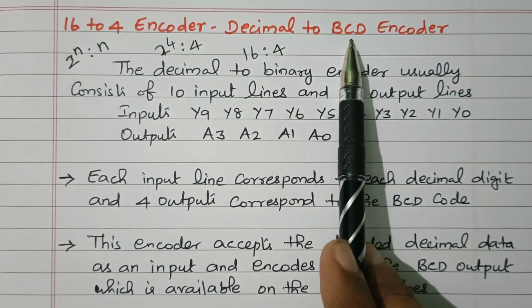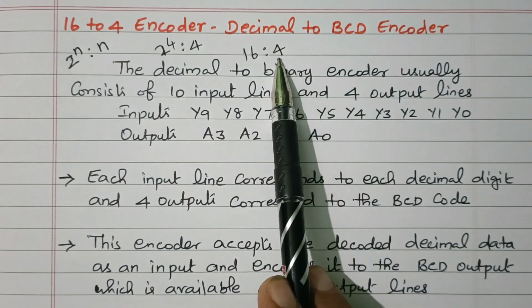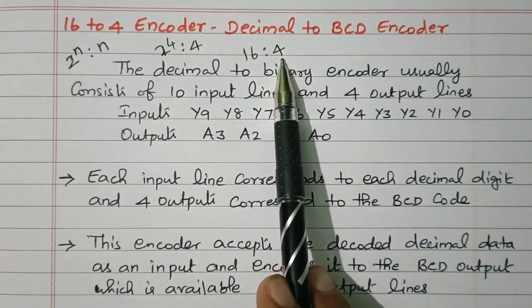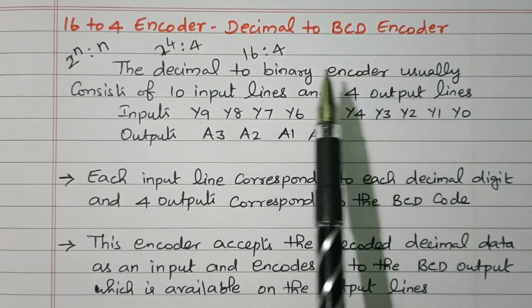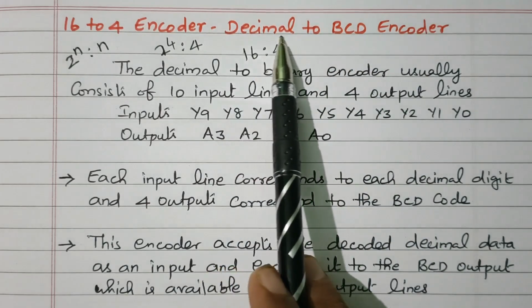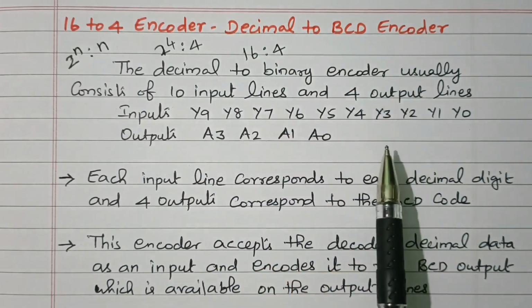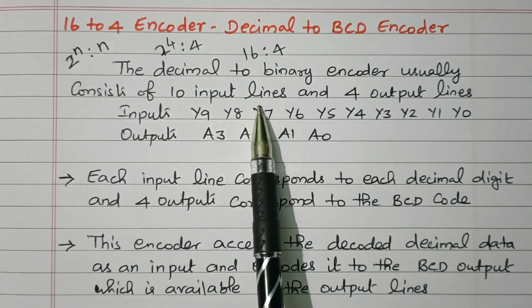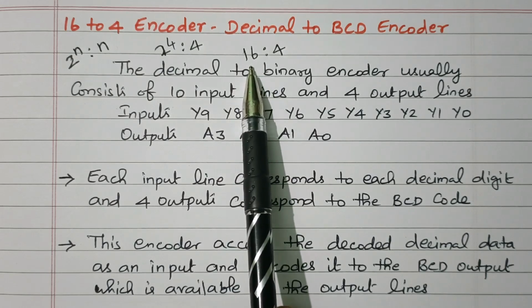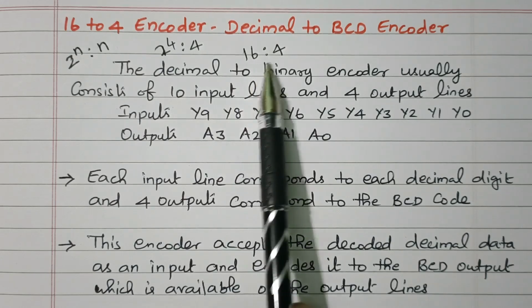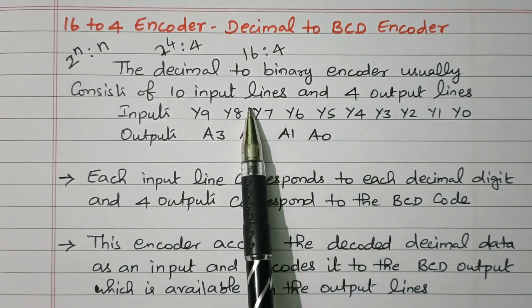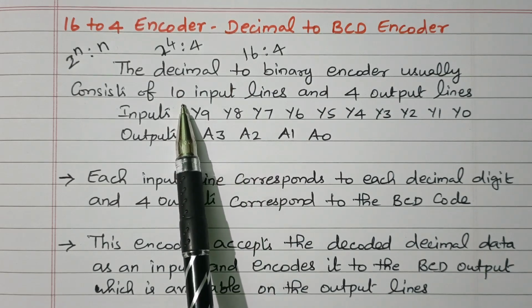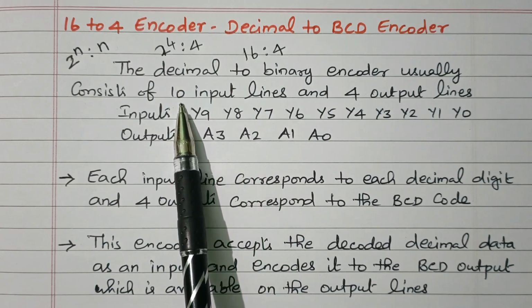We know that binary coded decimal means 4 digits. This encoder produces 4-digit outputs, so it is also called a BCD encoder. Here 16 inputs are there, so that is called a decimal to BCD encoder. The decimal to binary encoder usually consists of 10 input lines. Here 16 input lines are available, but only 0 to 9 are valid BCD. From 10 onwards we have 2 different digits, so here we consider only 10 inputs, 0 to 9. 11, 12, 13 are a different format for BCD.